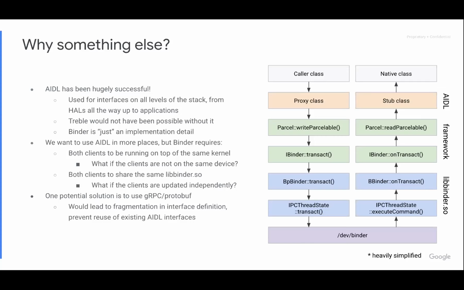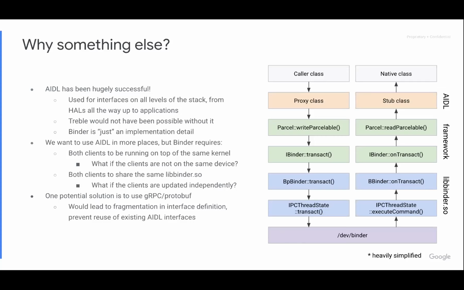But if they were running on different devices, then the libbinder SO versions may get out of sync. So one potential solution would be to just abandon AIDL and use gRPC with protobuf. But it's not ideal because it would lead to fragmentation in how we define interfaces. It would prevent us from reusing the existing AIDL interfaces in the system.